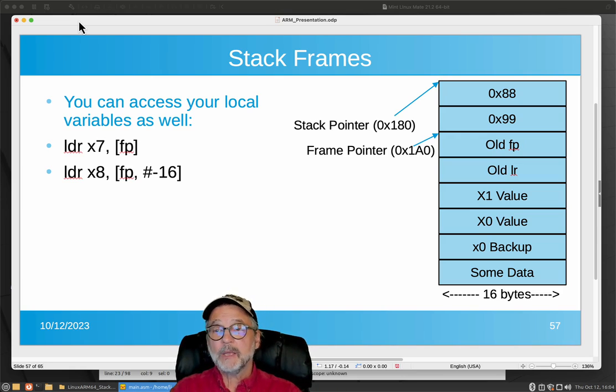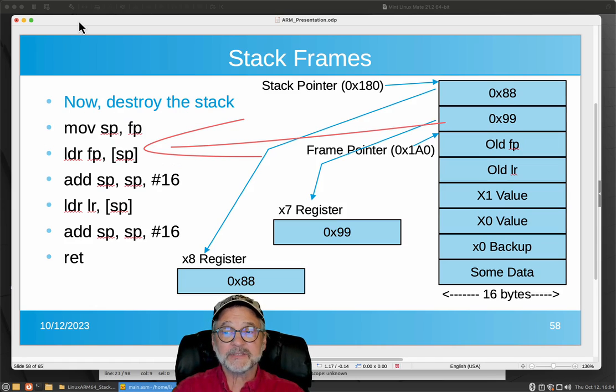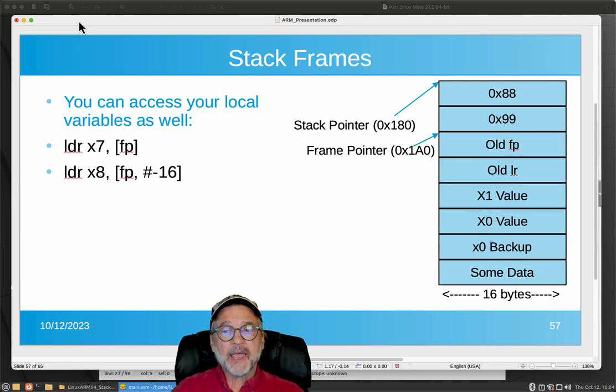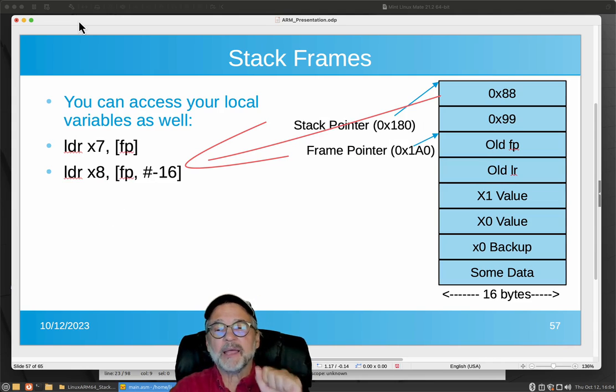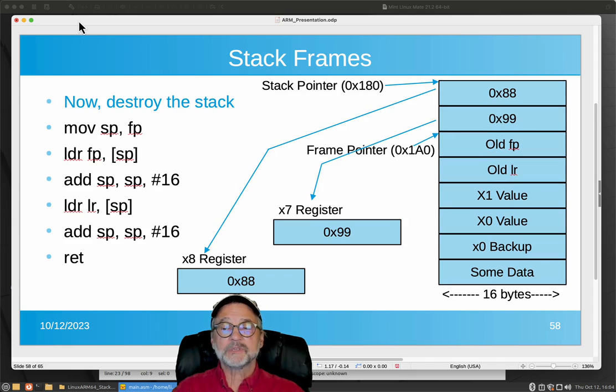Pretty neat. You can also access your local variables. I'm going to say load into x7 the frame pointer, which should put 99 into x7. You can see it right there. And then load plus 16, or I believe it was minus 16. Let's go back. So load into x8 the frame pointer minus 16. x8 should have 88 in it. x7 should have 99, which they do.